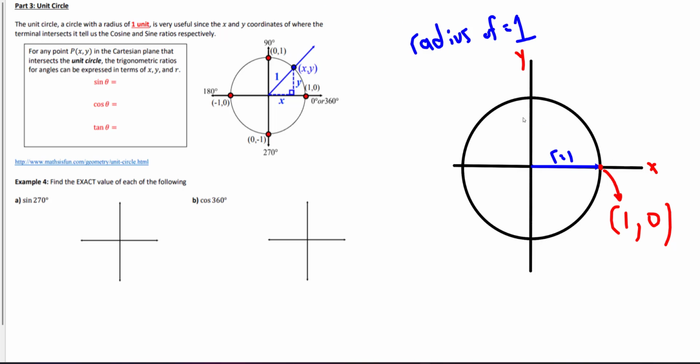What if I rotate my arm and go up here? What does this point have to be? Well, my x value is 0, because it hasn't moved left or right, but it did move up, so my y value is 1, so (0, 1) has to be my point.